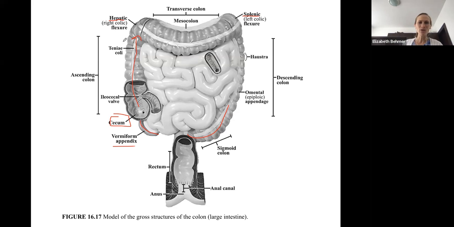The teniae coli is kind of a ring or line of smooth muscle that helps to move along food or feces through the large intestine. And then the haustra are these individual pouches of the large intestine, and each pouch kind of mixes the feces and then moves it on back and forth with the help of that teniae coli muscle.